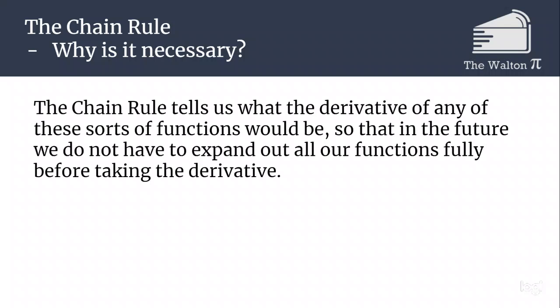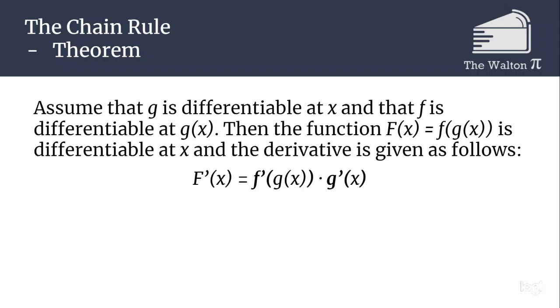So the chain rule is basically just going to give us the rule of if you have multiple functions nested inside each other, how do you take that derivative? If we assume that g is differentiable at x and f is differentiable at g of x, then the function f of g of x is going to be differentiable at x, and the derivative is as follows. The derivative of f of g is going to be f prime of g times g prime of x. So it's the derivative of the outsidemost function of the inside piece, where we didn't change the inside at all. Then we multiply it by the derivative of the inside piece.